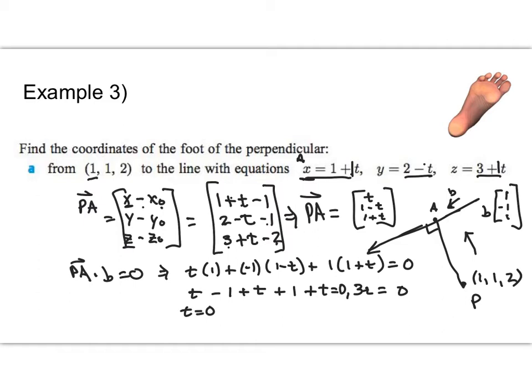All right, so if I go back up here and try to figure out where that happens, t equals 0, well, that's going to be where t is 0 here. So x is equal to 1 plus 0, y equals 2 minus 0, and z equals 3 minus 0. So it's at my initial point, 1, 2, 3. So that is point A.